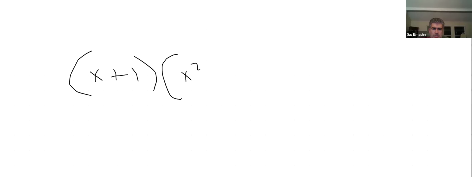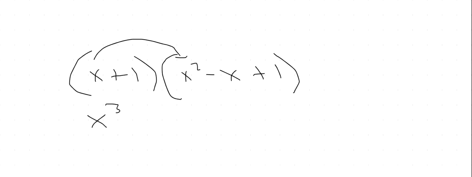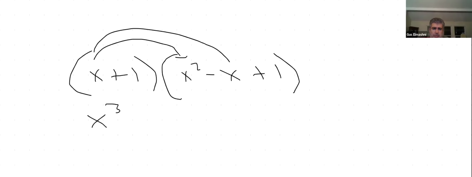Let me show you maybe a couple more situations. Let's say X. So I do this times this, which is X cubed. You're not really using FOIL because you don't have four terms, but it's very similar. Again, methodical, right? X times X squared, X times negative X, and X times one.